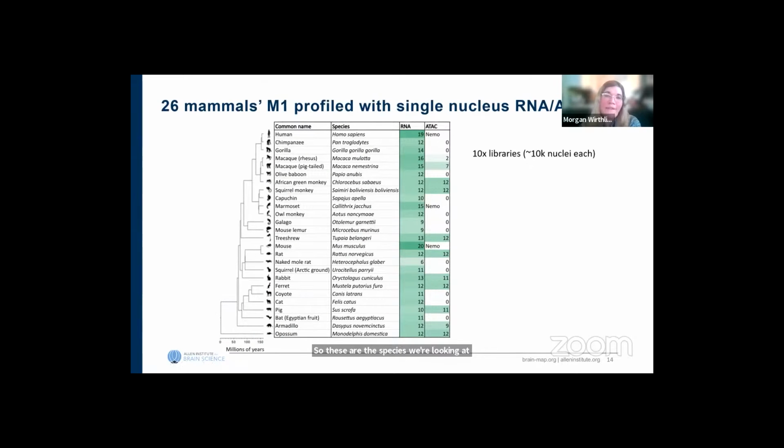We have RNA-seq, single-cell RNA-seq for all of these species, and ATAC-seq, single-nucleus ATAC-seq for a subset of them. And I will say, additionally, for some species of special interest, we're also profiling different subregions of the motor cortex.